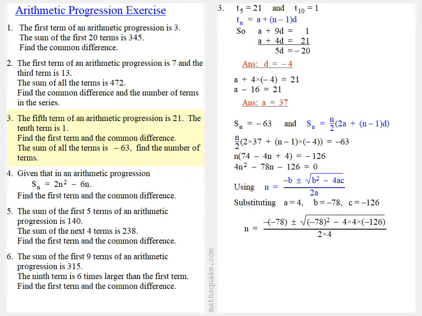Now that simplifies down to n is equal to 78 plus or minus the square root of 8100 over 8, which is 78 plus or minus 90 over 8, which is 21 or minus 1.5. Well, n must be a positive whole number, and so n is equal to 21. So the number of terms is 21.